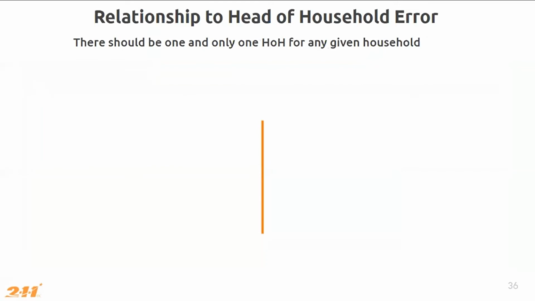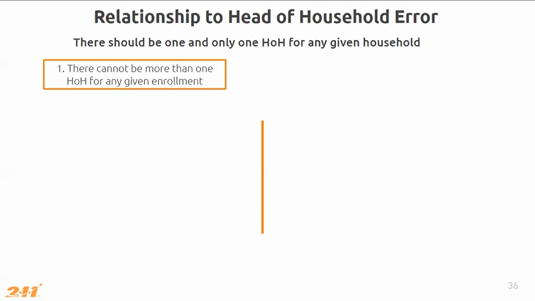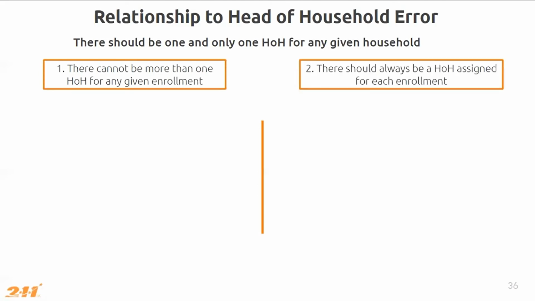Perhaps the most severe data quality error that we could have, or at least in terms of reporting, especially HUD reporting, is the relationship to head of household error. So we know that we should have one and only one head of household, right? And this means that A, the household cannot have more than one head of household, and B, there should always be a head of household assigned for each group enrollment.